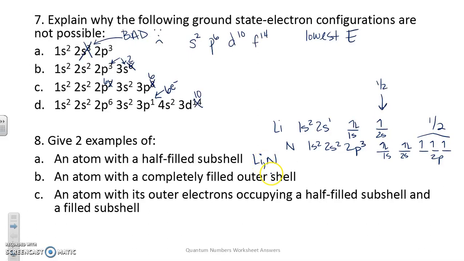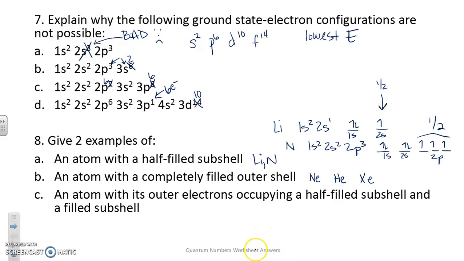Yes, very easy. All right, an atom with a completely filled outer shell. Well, if you remember what we talked about with valence electrons, you could put any of your noble gases here and those would fit, because neon has a full outer shell. Helium has a full outer shell. Xenon, etc.